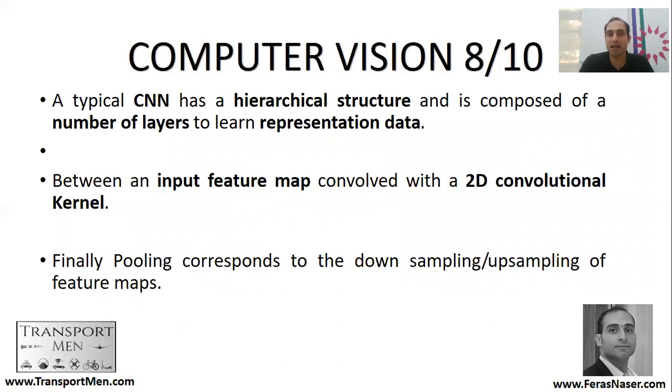So let us talk about the architecture. A convolutional neural network, which has been applied in so many contexts in the field of object detection, has a hierarchical structure and a number of layers. These layers start with an input feature map, then a 2D convolutional kernel, and you end up with a pooling.